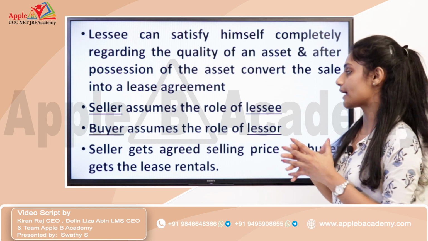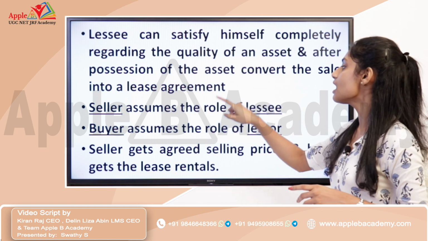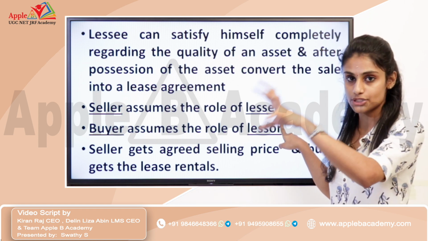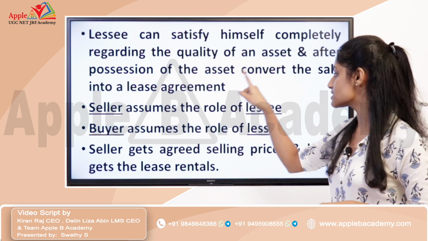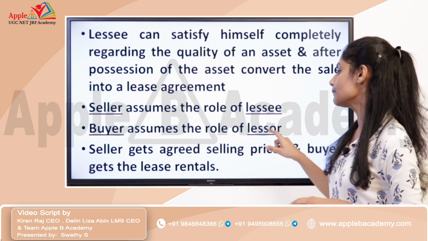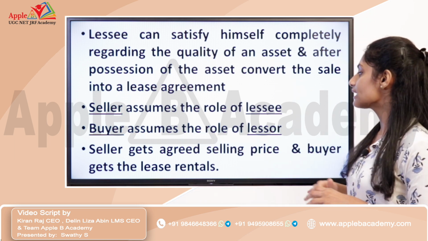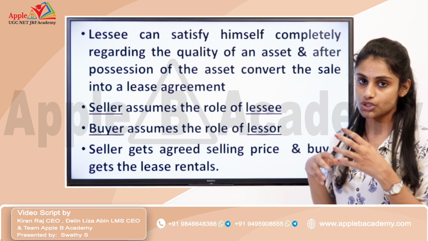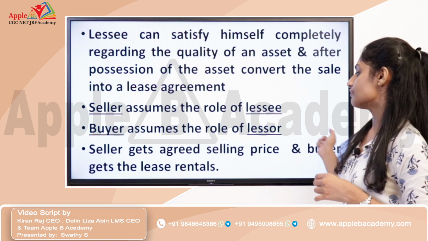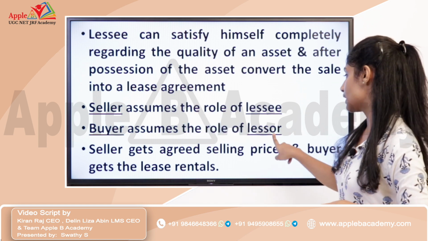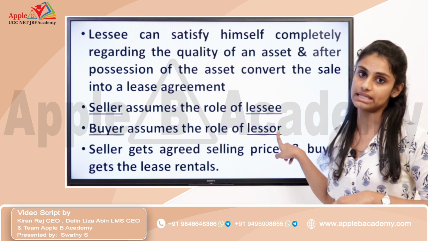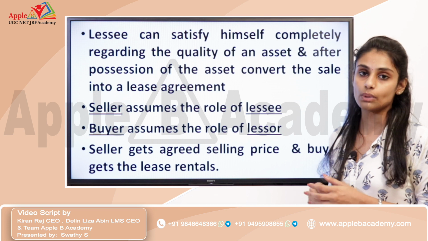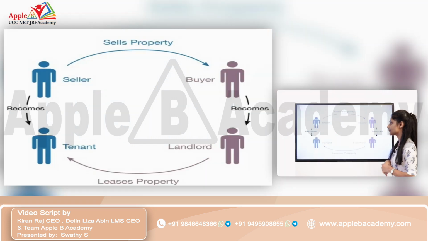And in this type of leasing, the seller assumes the role of lessee. Seller means the previous owner who sold his asset to another party. So the seller of the asset becomes the lessee and the buyer of the asset becomes the lessor. The seller gets the agreed selling price, the price for the particular asset. And the buyer becomes the lessor; he will get lease rentals. The lessor will get the lease rentals, and the seller of the asset will get the selling price of that asset.